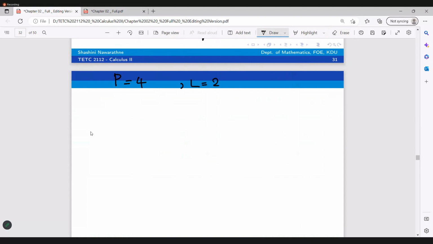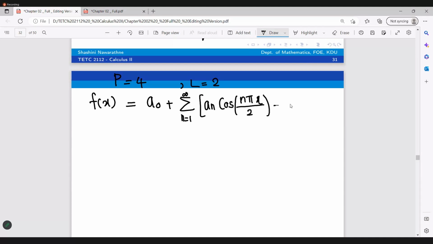Okay, go back to the expression and tell me: f of x equals, what is the Fourier series expression? A naught plus summation from n equals 1 to infinity of A n cosine n pi x over L, where L equals 2, plus B n sine n pi x over 2.